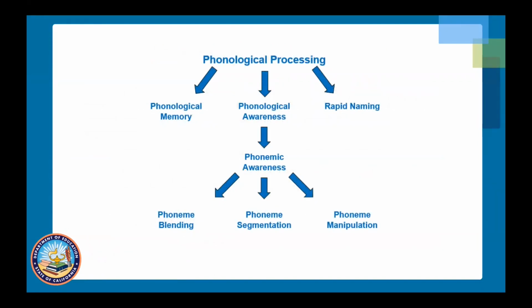This graphic helps demonstrate the phonological processing hierarchy just described. Phonological processing includes phonological memory, phonological awareness, and rapid naming. Phonemic awareness is a key subcomponent of phonological awareness, and it is comprised of phoneme blending, phoneme segmentation, and phoneme manipulation.